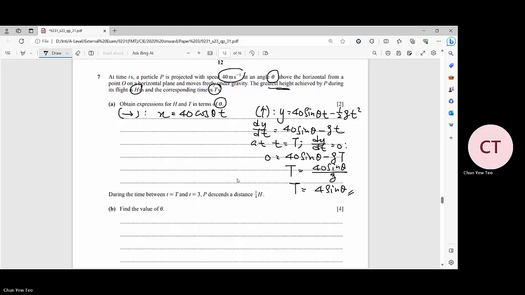Okay. Then now I want to find the h. To find the h, I actually just need to use this. Replace the time t equal to 4 sine theta, then you can get the h. So I will do it over here. Just say that when t is equal to 4 sine theta, then this will be h. Your y is h.